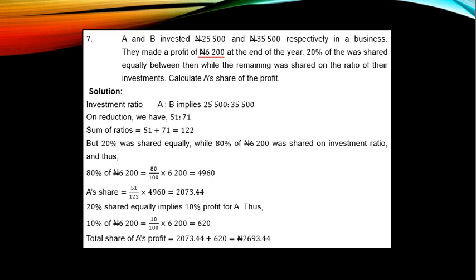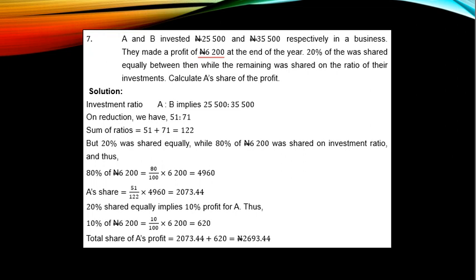Since they share 20% equally, you have to remove 20% from the profit first, divide by 2 to get the equal share. The remaining will be 80%, which they share based on the ratio of their investment. Okay, so investment ratio, that is A ratio B, implies the amount A invested ratio the amount B invested.